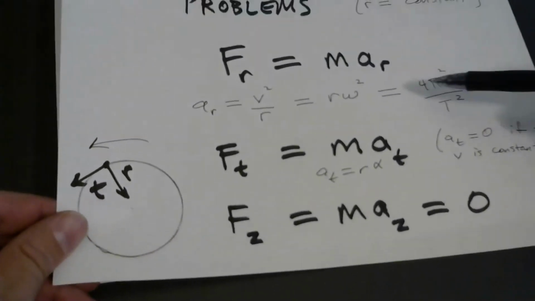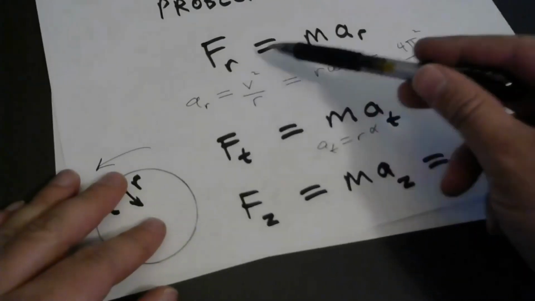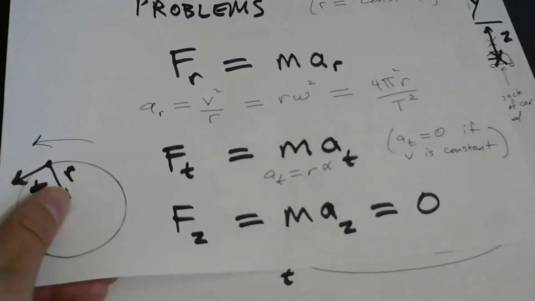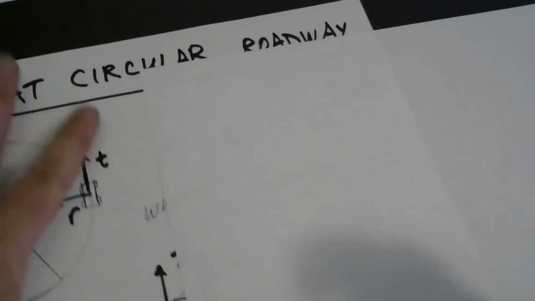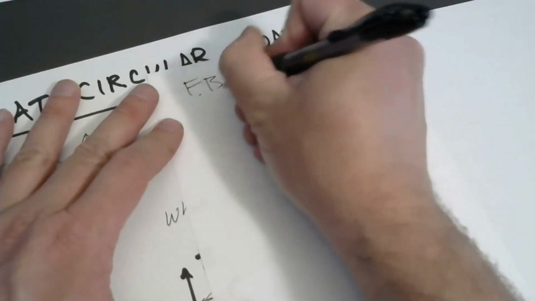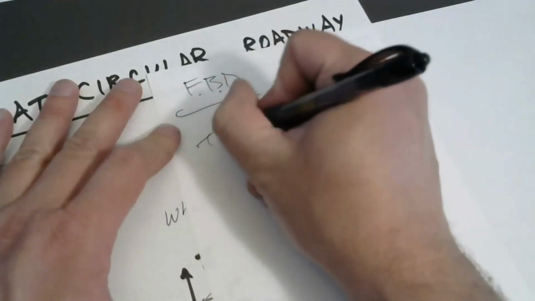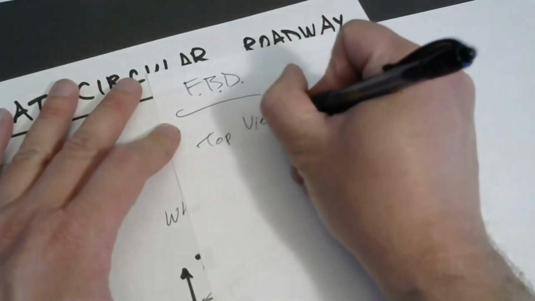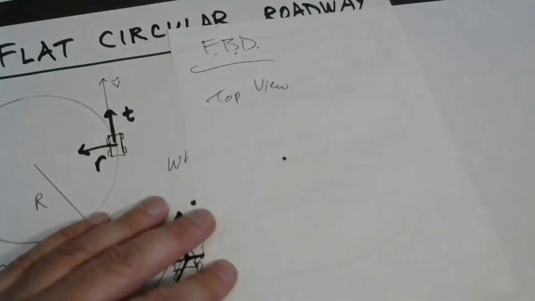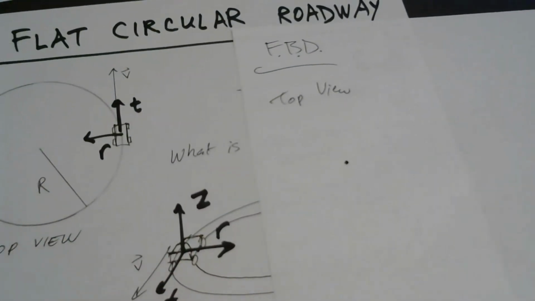Well, let me draw a free body diagram first along each of these axes so that I can identify the forces. Let's start with the top view. I'll just match it up with the picture here. So for the free body diagram, if we're looking down on the car, as usual, I'll just represent the car with a dot because I know how to draw a dot.